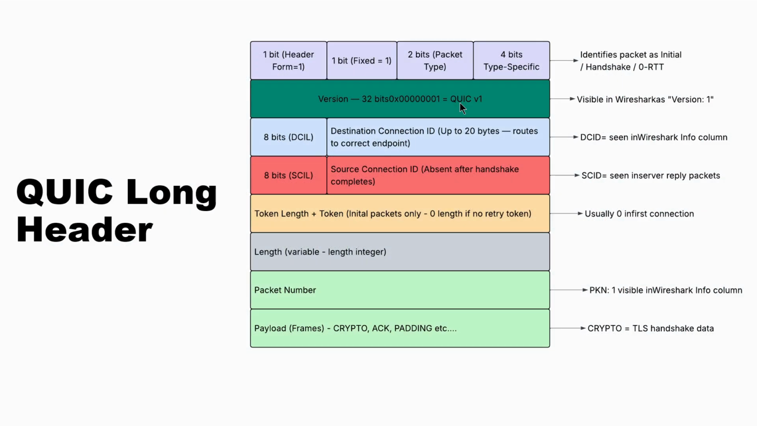So now let's have a look at the QUIC long header. The QUIC long header is used during the connection establishment, and it includes fields such as the version, the destination connection ID, the source connection ID, the token and the token's length, the length of the data, the packet number, and the payload like the frames: crypto, ACK, padding, etc. And crypto is basically the TLS handshake that is integrated into QUIC.